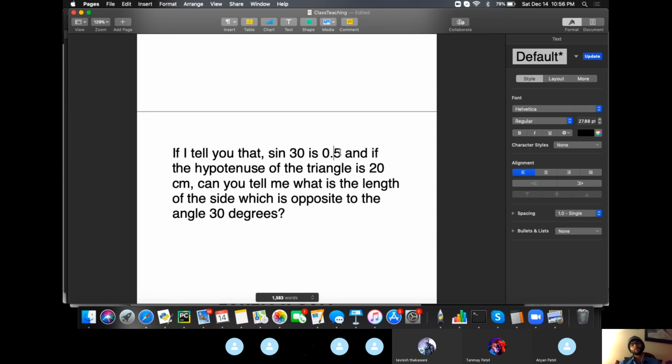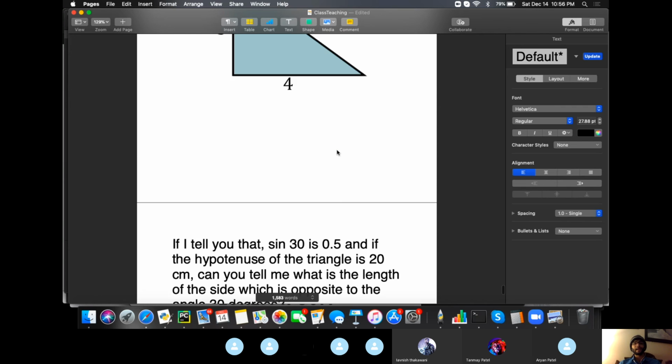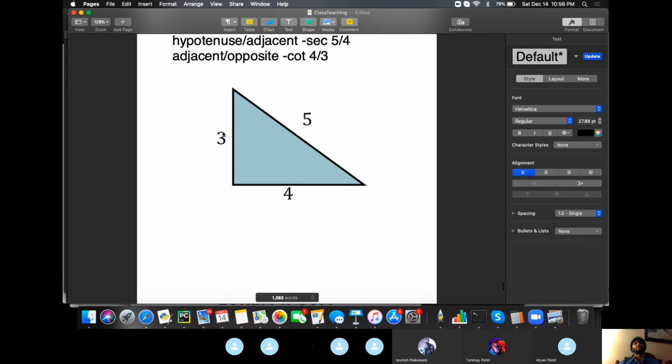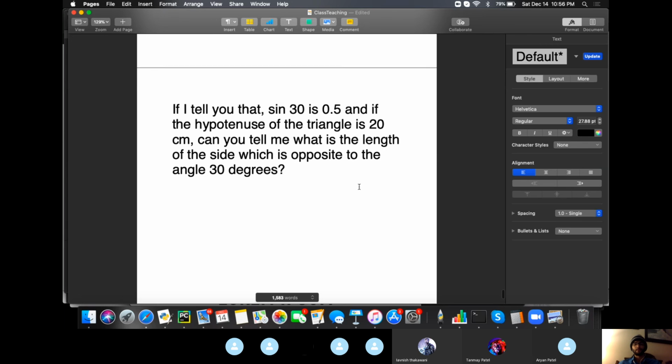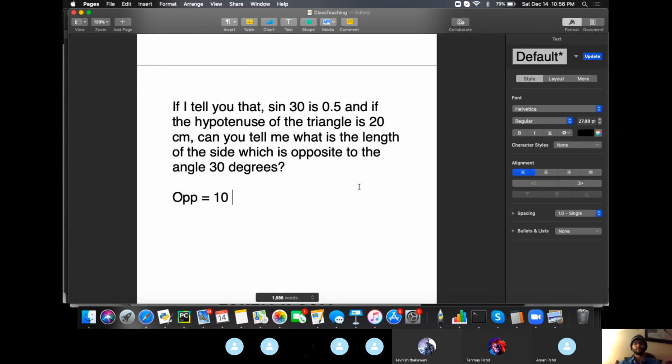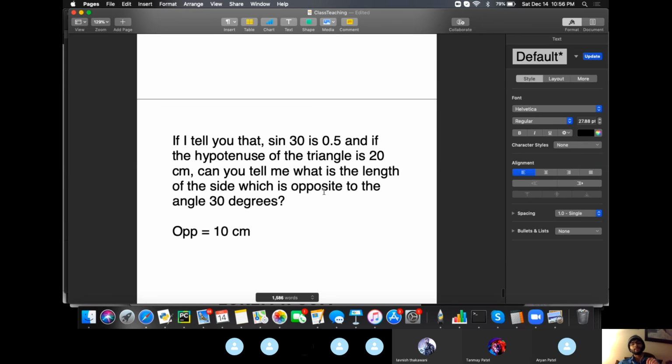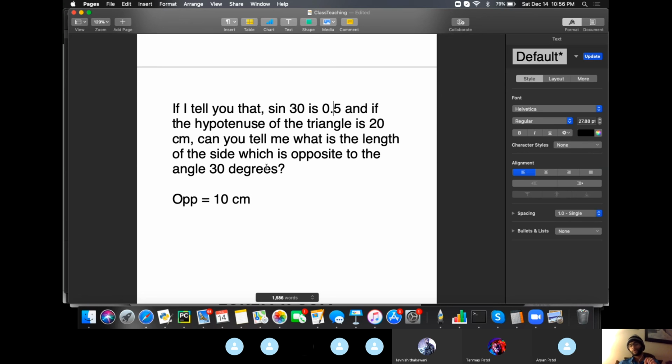So if sine of 30 is 0.5, it means when this angle is 30 degrees, opposite by hypotenuse will be 0.5. So if the hypotenuse is 20, the opposite will be half of 20, which is 10 centimeters. Why will it be 10? Because then this ratio will be 0.5, because sine ratio is opposite by hypotenuse. You know that hypotenuse is already 20, so the opposite has to be 10.